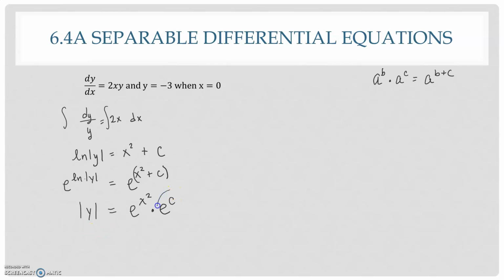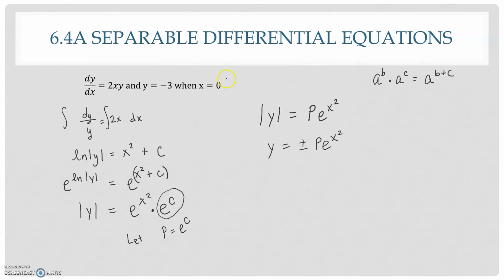I'm going to emphasize again, e to the c is a constant. I don't care what the constant c is, I care what the constant e to the c is. I care what constant I have in the end. But I'm going to call it P just because this is so different. It's not 2 times C or anything. I'm just going to call it P. So then I have the absolute value of y is equal to P times e to the x squared. And I know e to the x squared is positive, but I'm not sure about P. So I'm going to say y is equal to plus or minus P times e to the x squared.